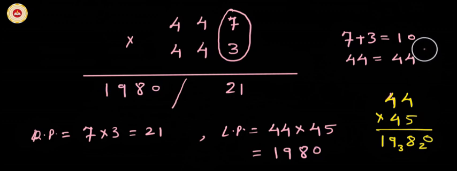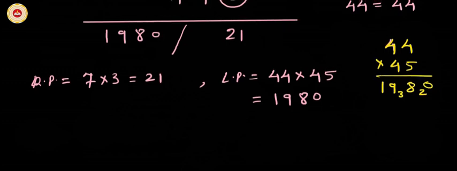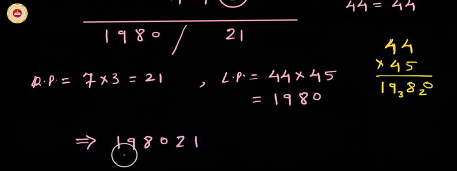Now count the number of zeros in the sum of the last two digits. What is that sum? It is 10. Count the number of zeros. There is only one zero. It means that we need to write two digits in the right part, which we already have. So let us remove the slash and write the final answer: 198021. 1,98,021 is the answer.